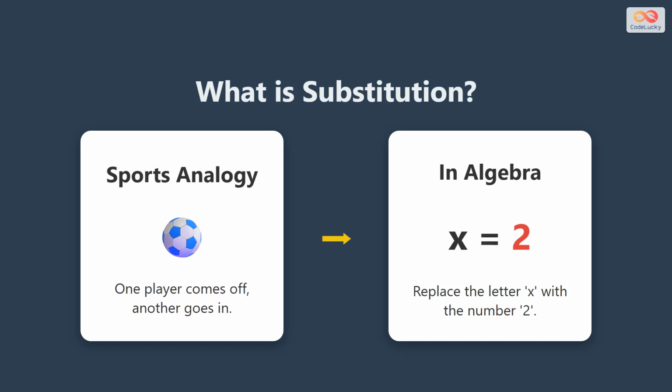So, what does substitution mean? Think of sports. When a player on the field is tired, they come off and a new player goes in to replace them. In algebra, substitution means we replace the variable or the letter with a specific number. If x equals 2, we take out x and put in 2.